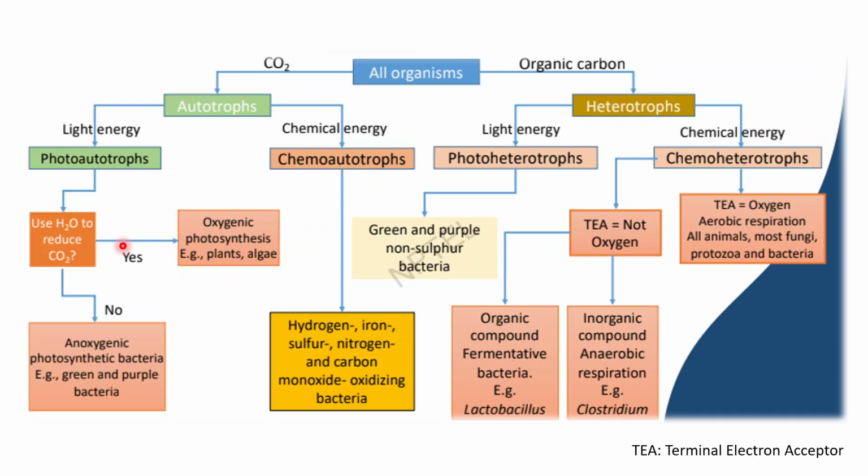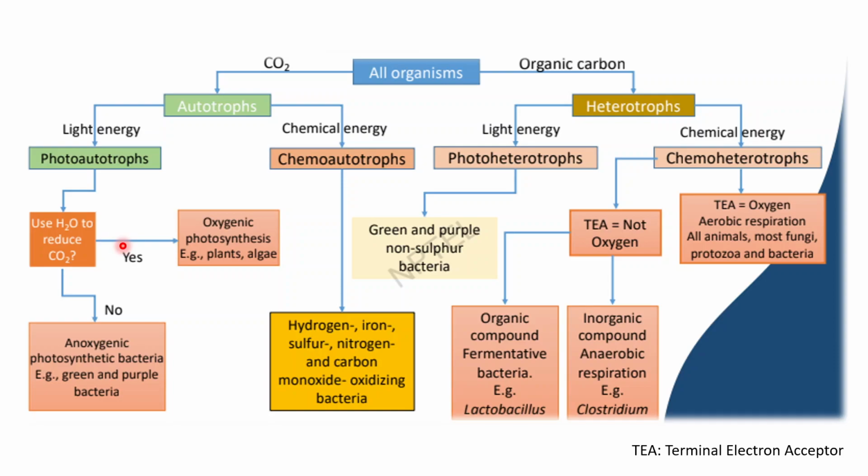Then if they are using chemical energy, they will be called chemoautotrophs. They can use hydrogen, iron, sulfur, nitrogen and carbon monoxide to oxidize and in turn reduce the CO2. In case of heterotrophs, again you have two categories, photoheterotrophs and chemoheterotrophs. In photoheterotrophs you have green and purple non-sulfur bacteria.